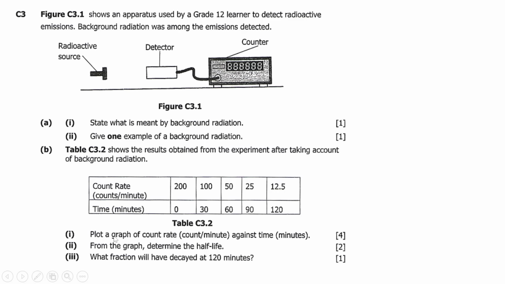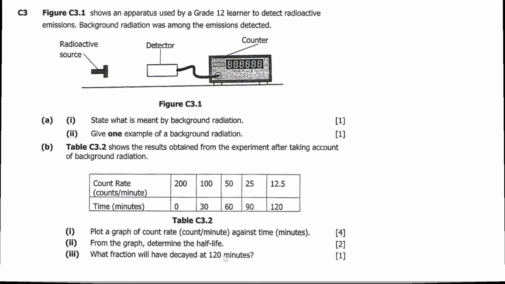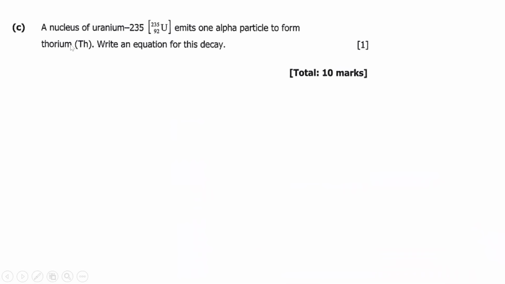Then they're saying plot a graph of count rate against time. Then part 2, they're saying from the graph determine the half-life. Then part 3, what fraction will have decayed at 140 minutes. Then C, they're saying a nucleus of uranium that emits one alpha particle to form thorium. Write an equation for this decay.